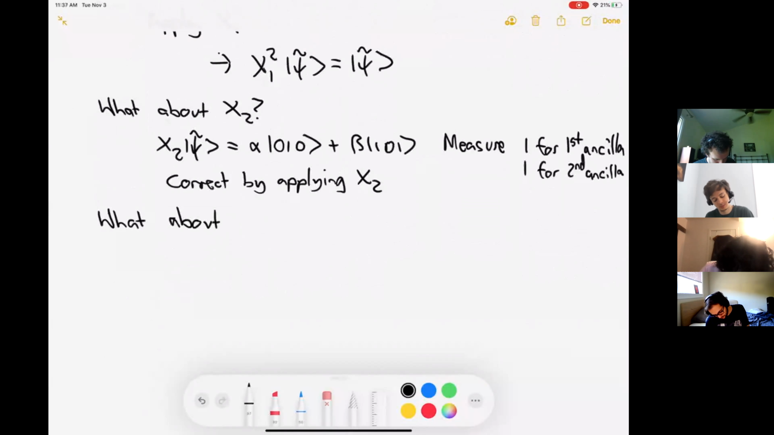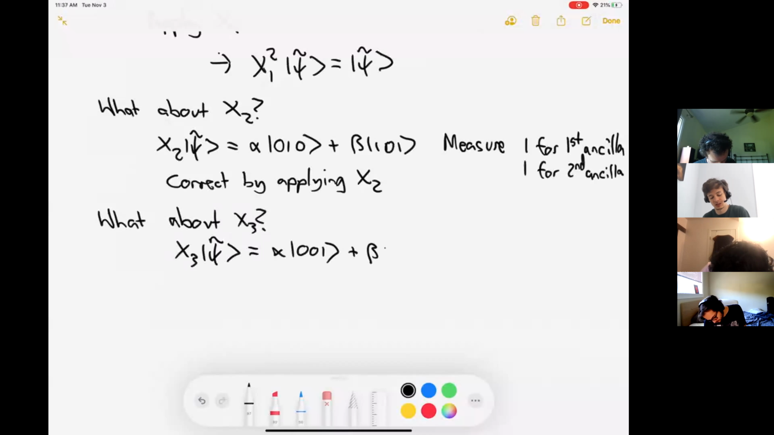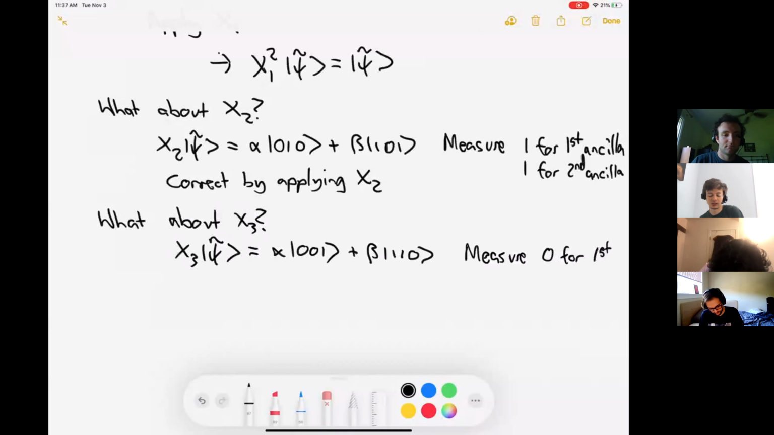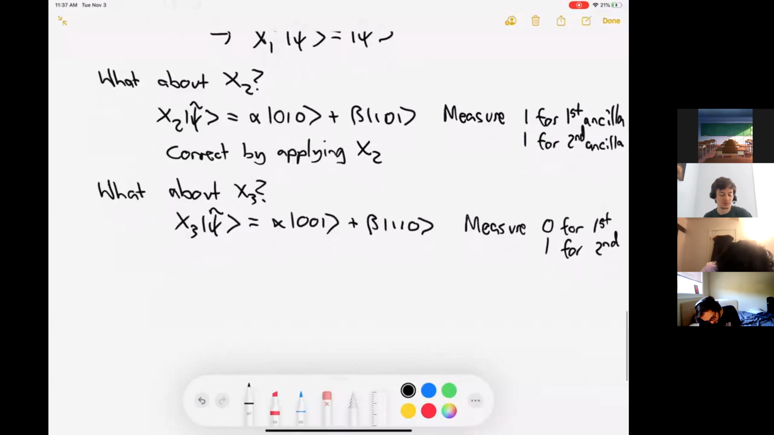Finally, x3 should be obvious how this is going to work at this point. But in this case, it's a superposition of 0, 0, 1 and 1, 1, 0. And we're going to measure 0 for the first ancilla and 1 for the second ancilla. And then we correct the state by applying x3.